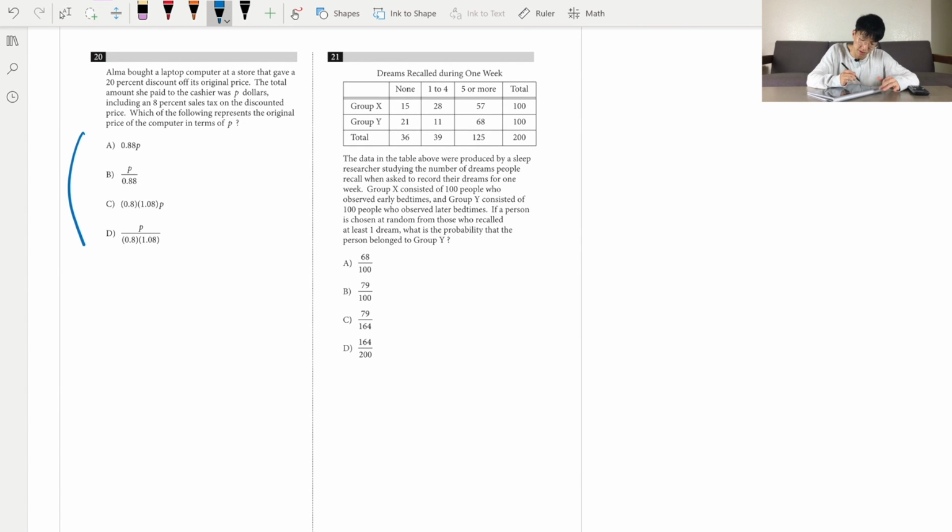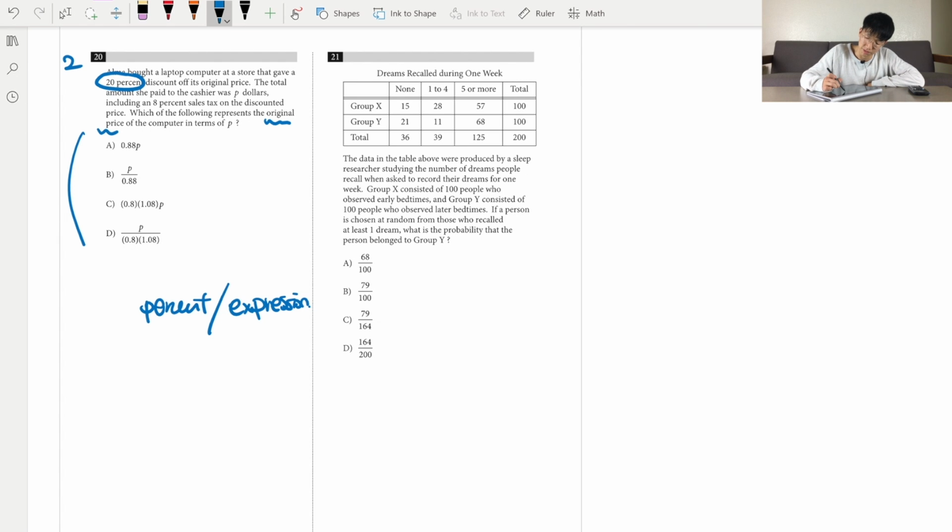I see answers are in some type of like 0.8 related. It says which of the following represent the original price. So when it asks the original price, there's a high chance that it's going to give you some type of percentage as well. So it's a percent related or percent involved expression. Difficulty level 2.